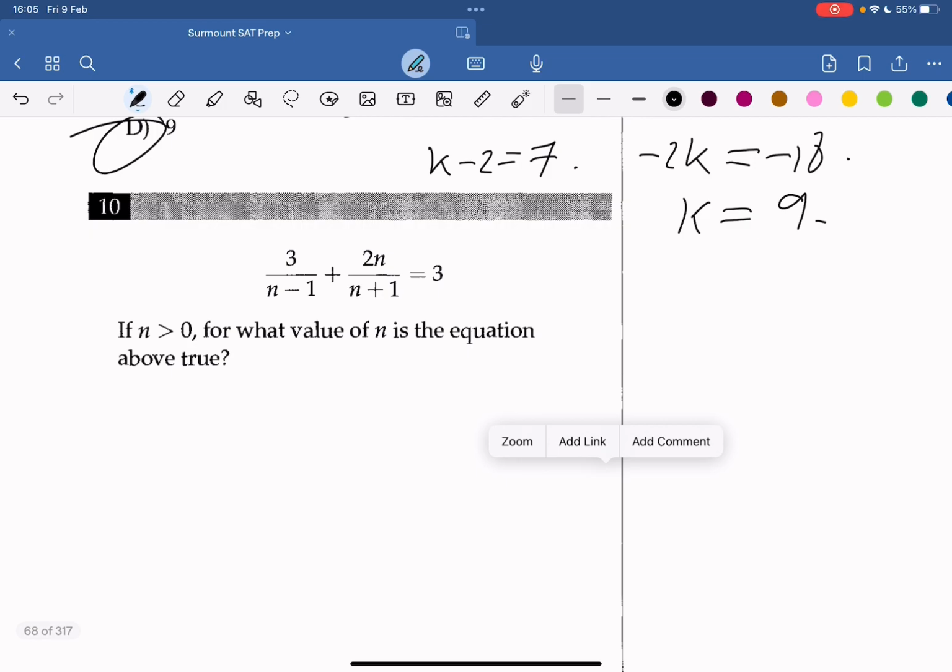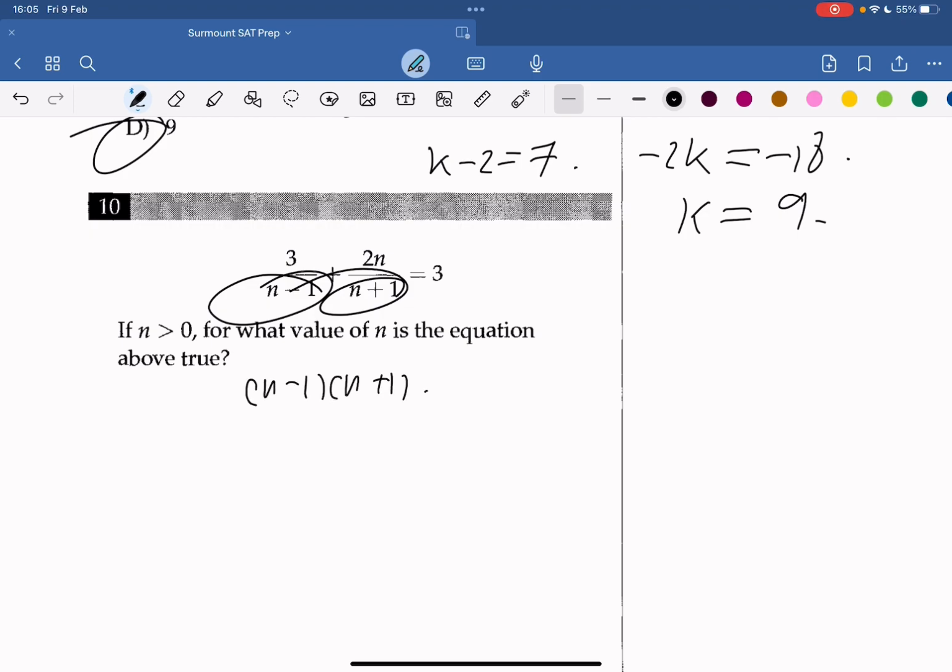Question 10. 3 over n minus 1 plus 2n over n plus 1 is equal to 3. If n is greater than 0, for what value of n is the equation above true? Okay. So what we can do here is, again, multiply both sides by the common denominator, which in this case is n minus 1 and n plus 1 multiplied together.